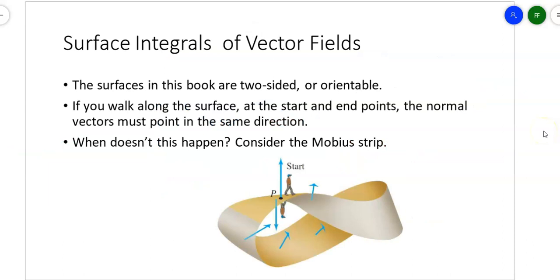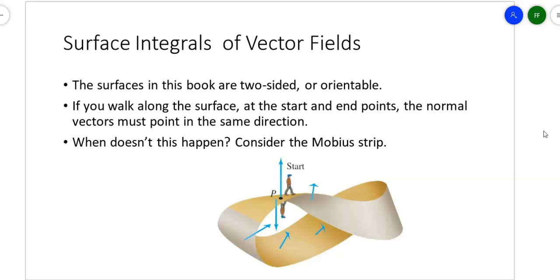Now let's take a look at surface integrals for vector fields. The surfaces in this book are what we call orientable. They're two-sided. You can orientate them in different ways. If you walk along the surface at the start and end points, the normal vectors point in the same direction. Is that always true? No. So I put this little picture here of a Mobius strip.